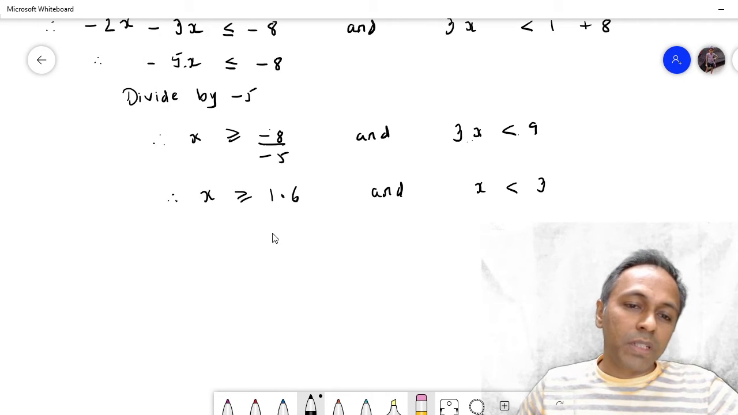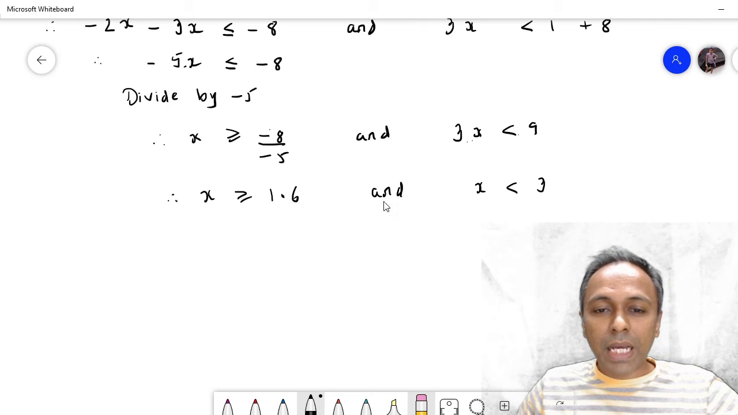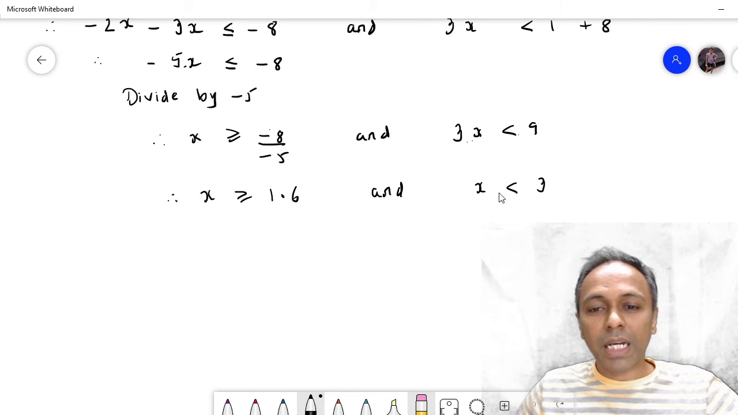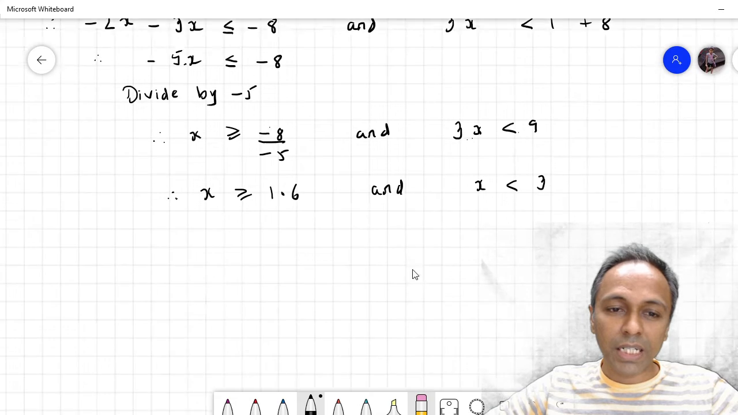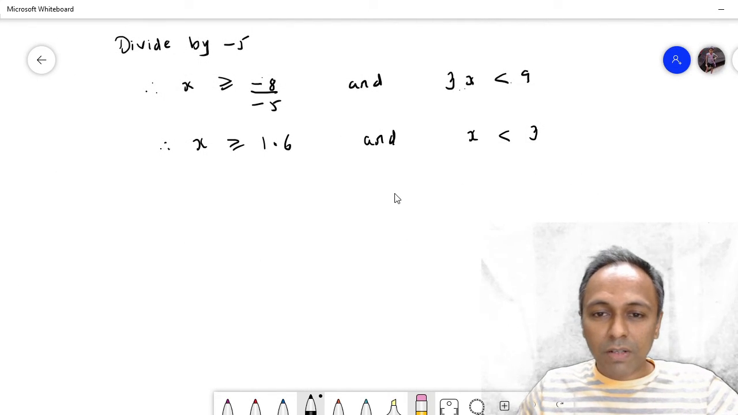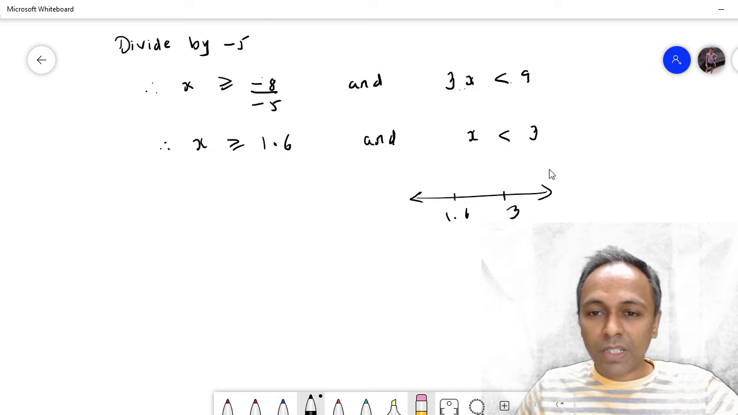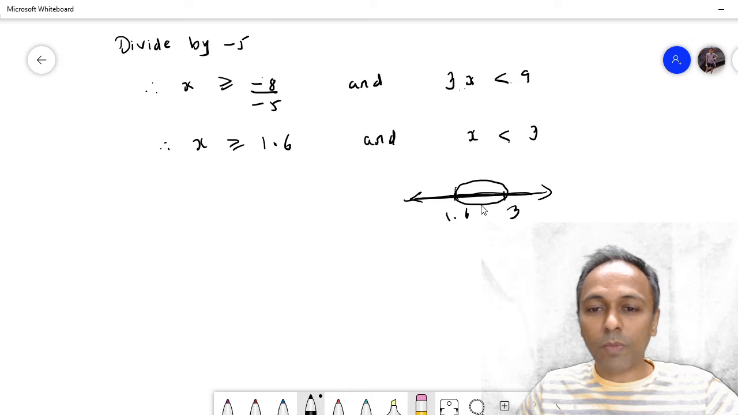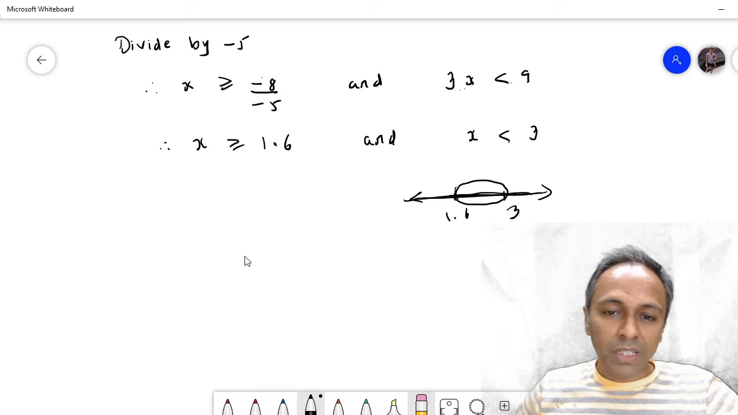Now our job is to accumulate. These two are written, meaning we have to merge them together to write for explanation. This is just a rough work. Say this is 1.6 and this is 3. You want the less than 3 region, so that is this. You want the greater than 1.6 region, that is this. So the common region is this region from 1.6 to 3.